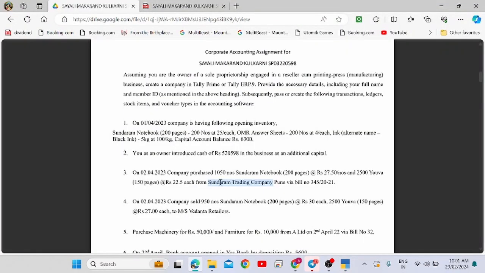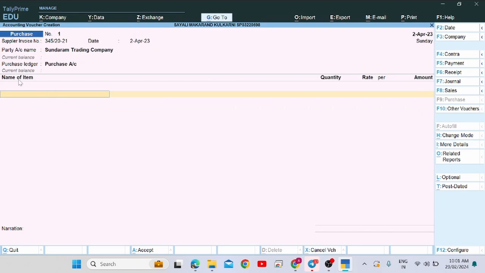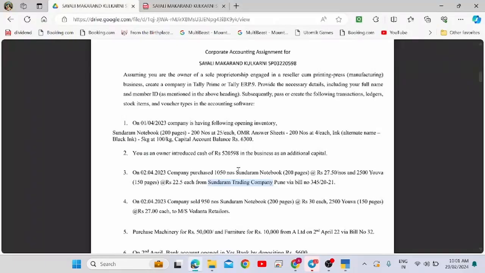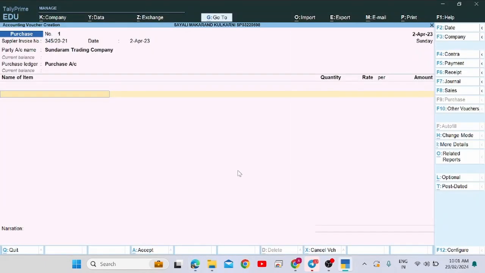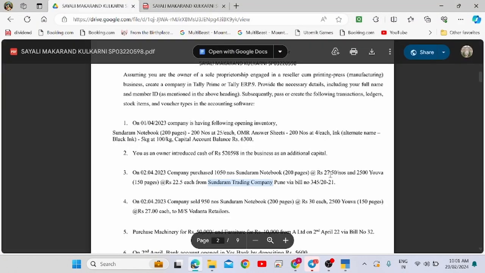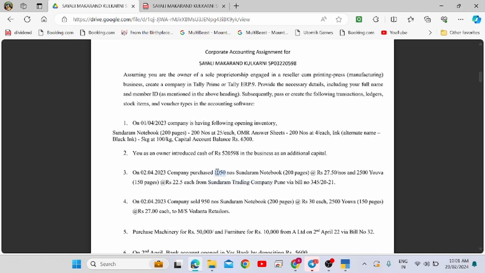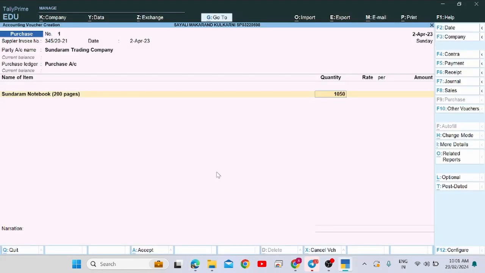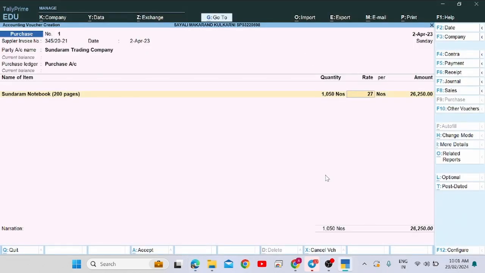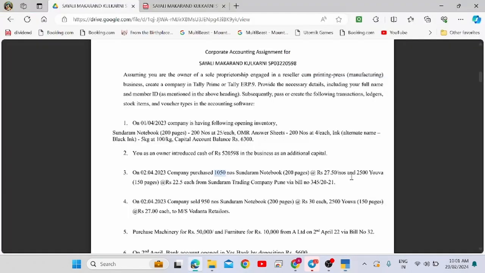And finally Tally will ask you the name of items. Select the item names. First try to type, and then if not, then create. Now do you have it? Here they are asking Sundaram notebook, try to type Sundar. You are getting that, no need to create. And then how many books here? 1050. And then rate, they have given the rate, don't use Tally's rate, 27.5, this is the rate. And then finally your notebook also, no, we don't have.